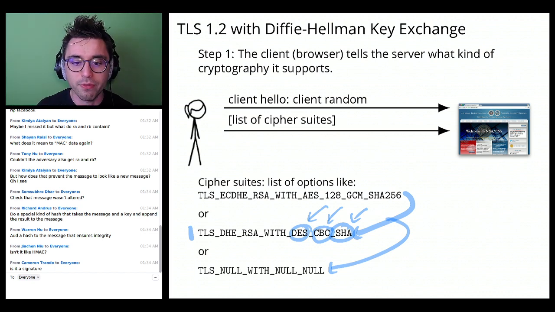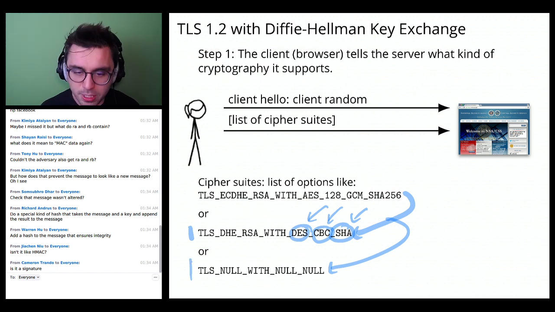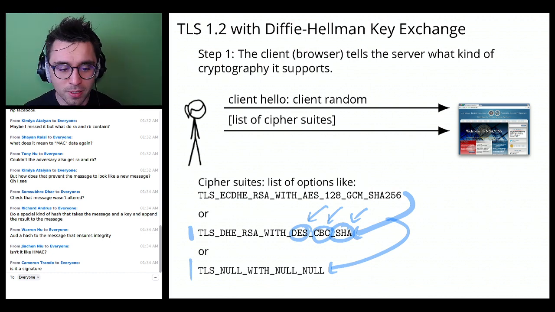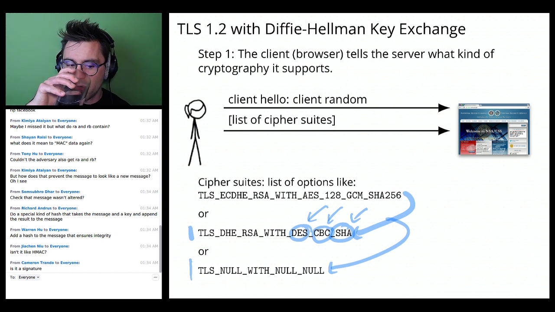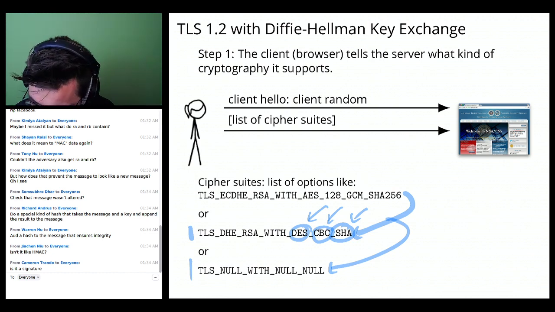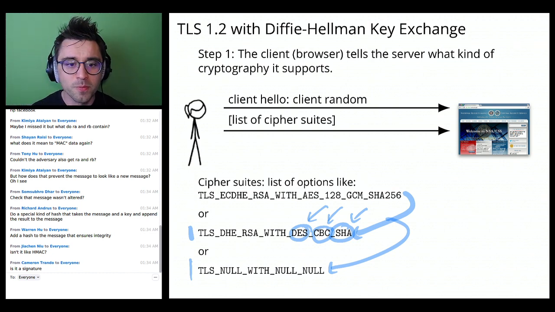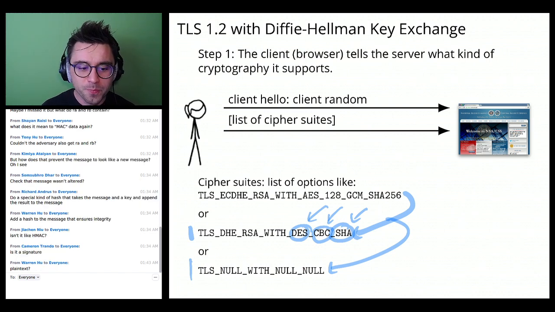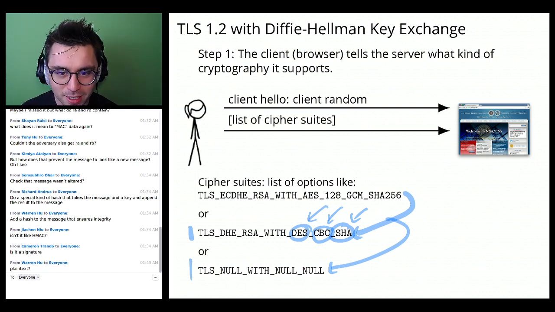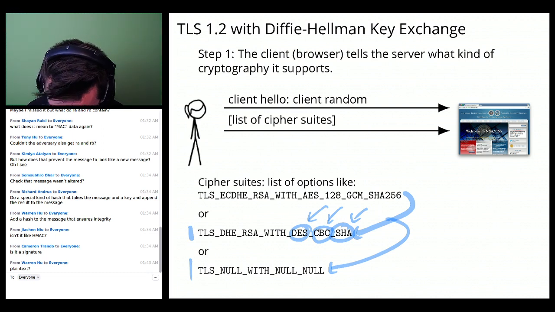And you can go even a step further. You can just configure your TLS cipher suite to be TLS null with null null. What do you think that does? Yeah, it encrypts nothing. It authenticates nothing. It's the null cipher suite. It's the best we can do.